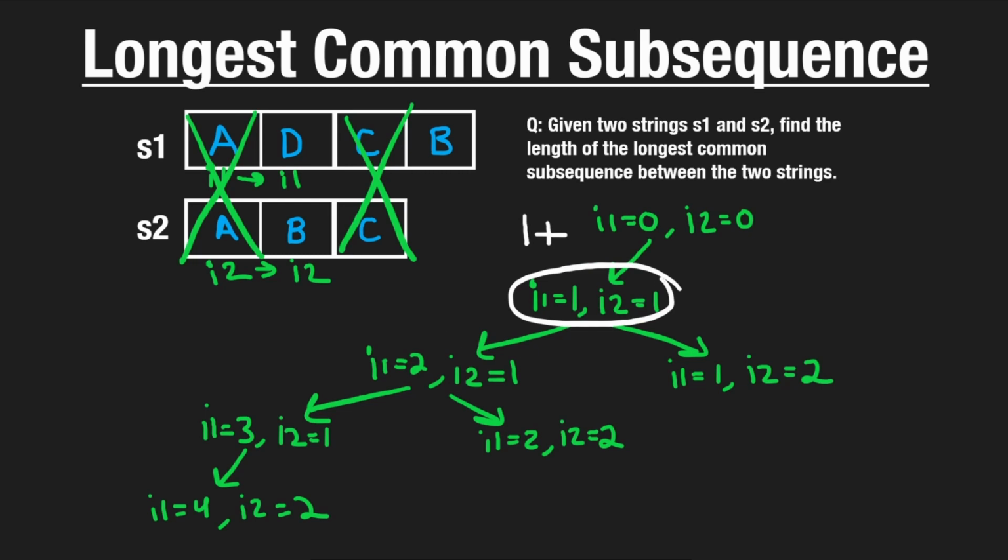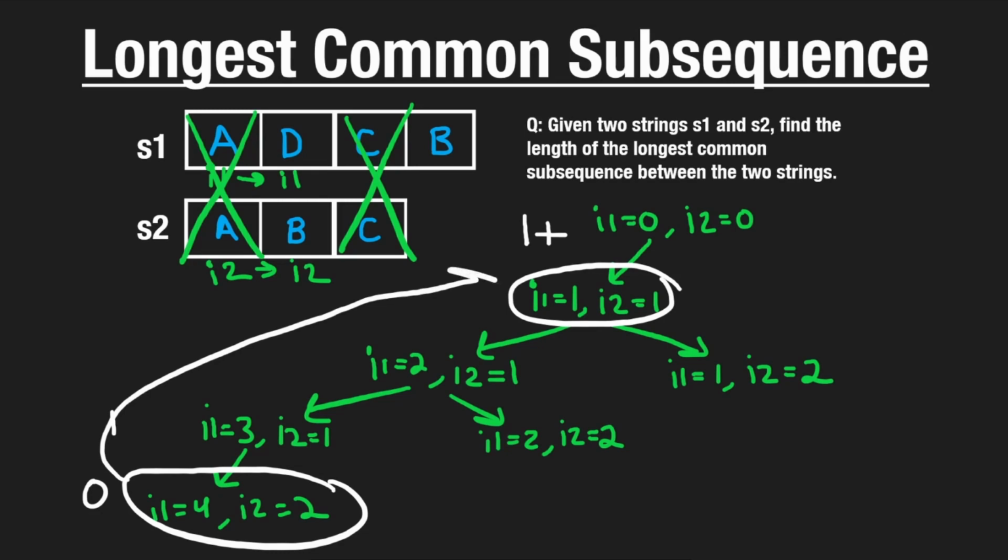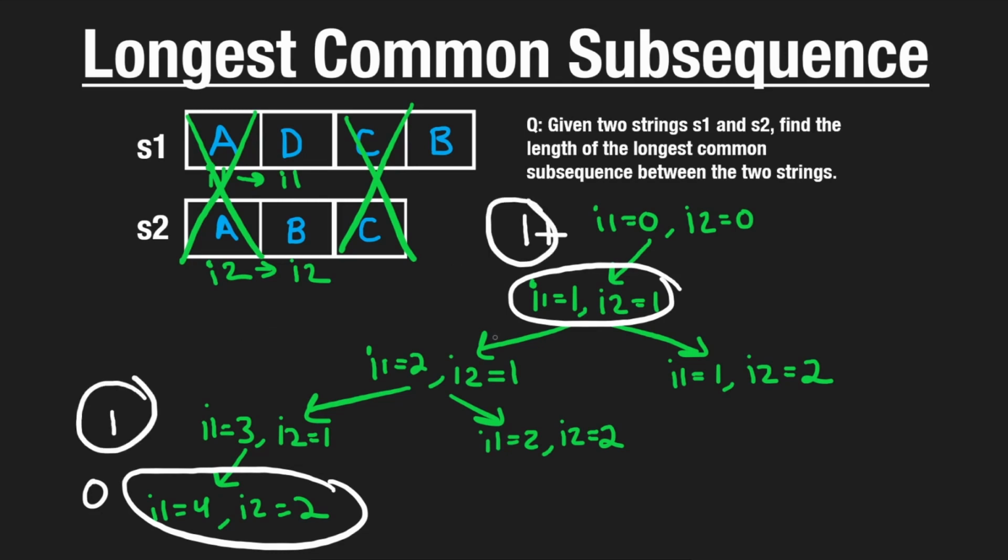And then when we got to this subproblem, we didn't find any matching characters immediately, but from here we went down to here, and then here we did find matching characters. We said that the result is going to be 1 plus the result of this, and this was our base case, so this returned 0. So when we pop all the way back up to our root, we counted 1, 2 as our result. So that's the longest common subsequence.